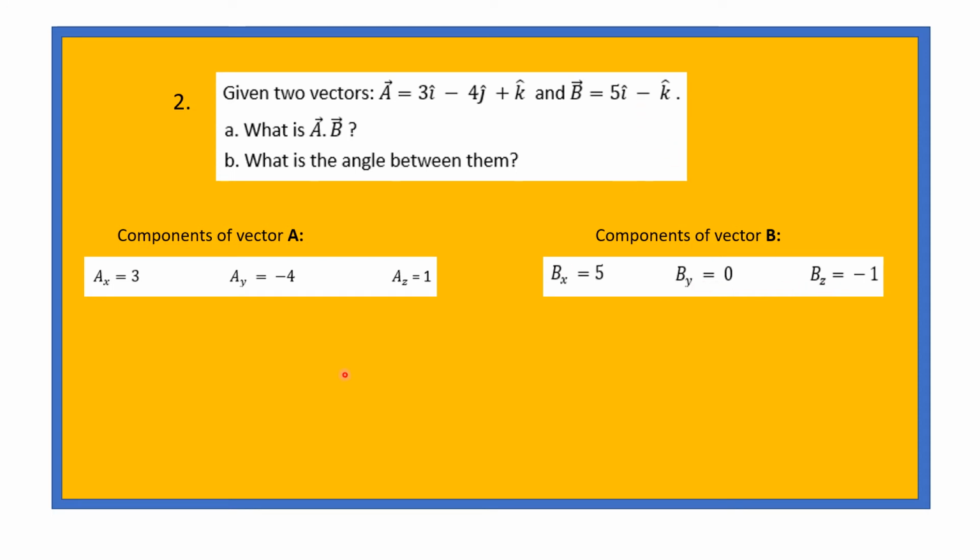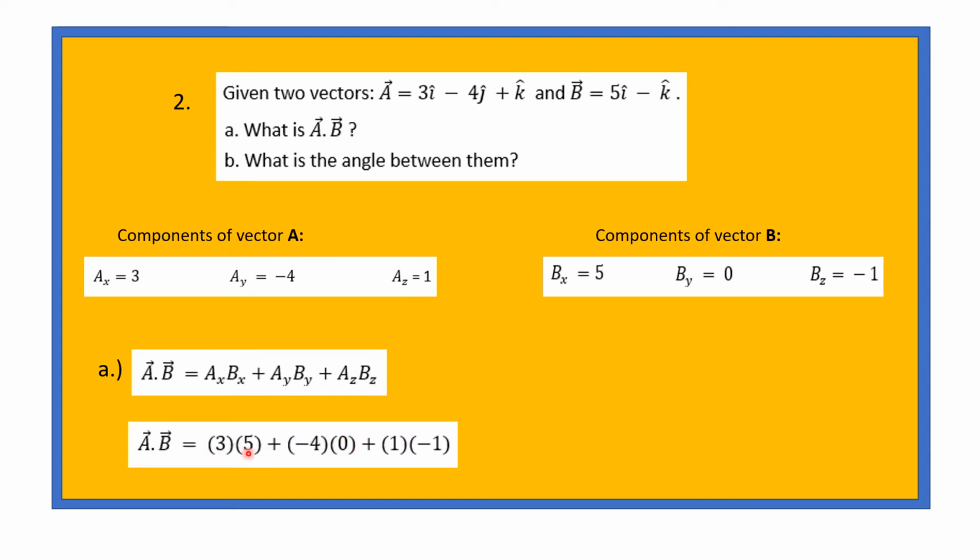Okay, so from the components, we can now determine A dot B because A dot B is equal to AX BX plus AY BY plus AZ BZ. AX is 3, BX is 5, AY is negative 4, BY is 0, AZ is 1, BZ is minus 1. So multiply and then add. We have 3 times 5, negative 4 times 0, plus 1 times negative 1. So we have 15 minus 0 minus 1. The result is 14. The dot product A dot B.